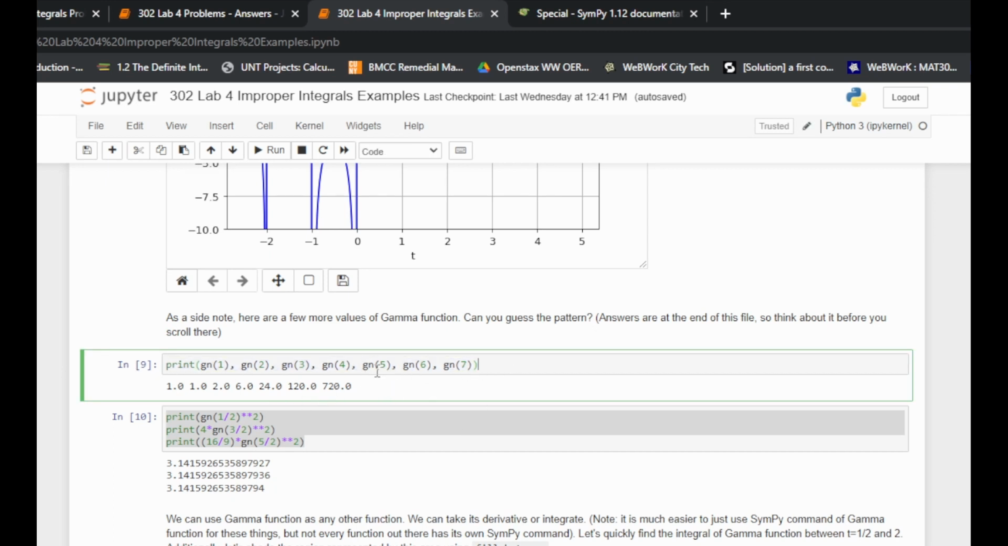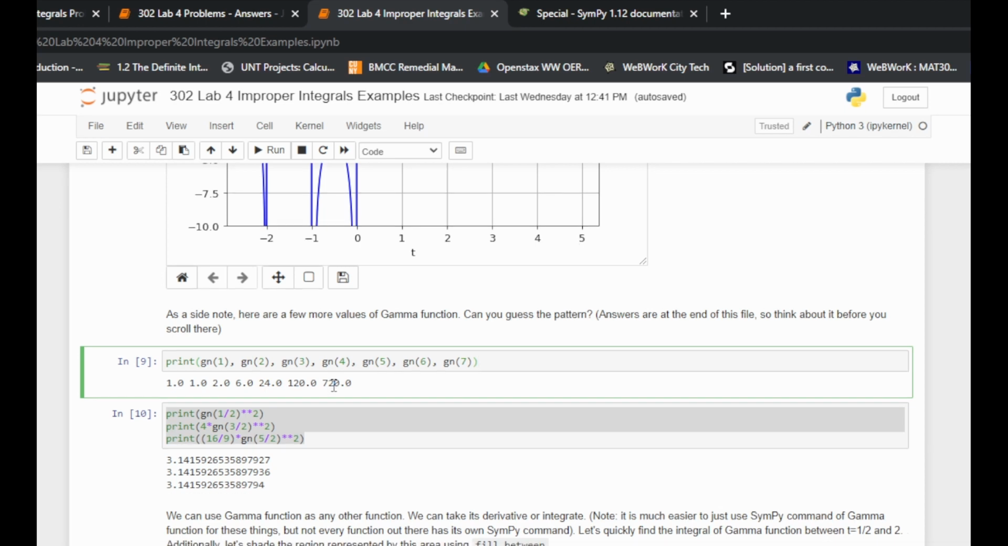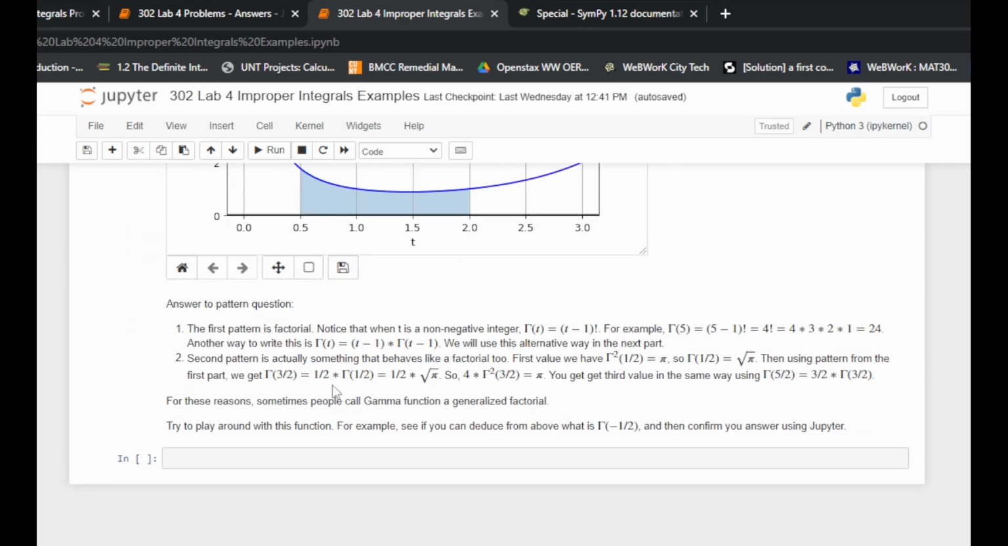So gamma of 5 is 4 factorial, which is 24. Gamma of 6 is 5 factorial, which will be 120, which is 24 times 5. Then gamma of 7 will be 6 factorial, so it's 120 times 6, that's 720, and so on. So gamma of 8 will be 720 times 7, which is 7 factorial, and so on. So that's the first sequence.